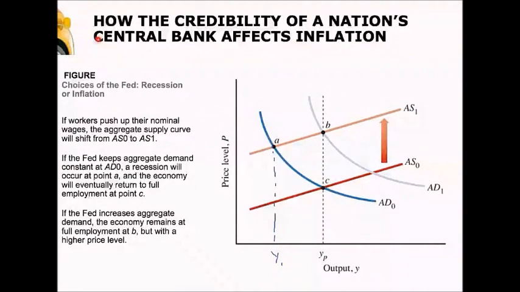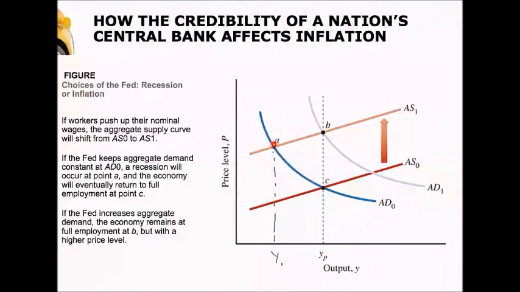Now the interesting part comes if the Federal Reserve or any central bank has made a commitment to keep inflation steady and the price level not rising very fast, then that credibility might require the Federal Reserve to do nothing and allow the price level to go back down and us to reach this equilibrium at point C again.